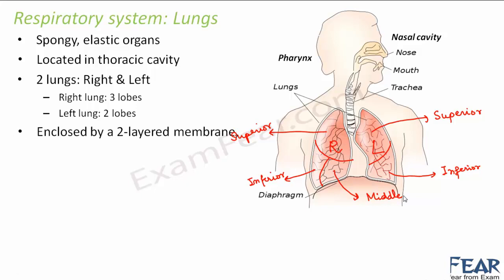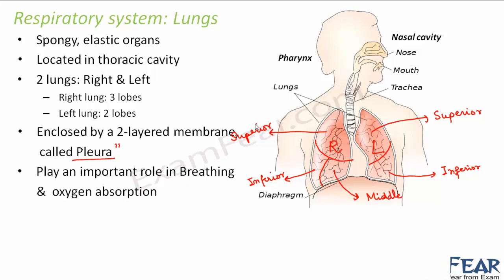The lungs are enclosed by a two-layered membrane. As I said, lungs are the organs where the actual exchange of gases takes place. So these organs should be located well inside the body and well protected. To ensure that protection, they are surrounded by a two-layered membrane. Here you can see two black lines, right? That is the double-layered membrane. This two-layered membrane is known as pleura, and the space between the two layers is known as the pleural cavity.